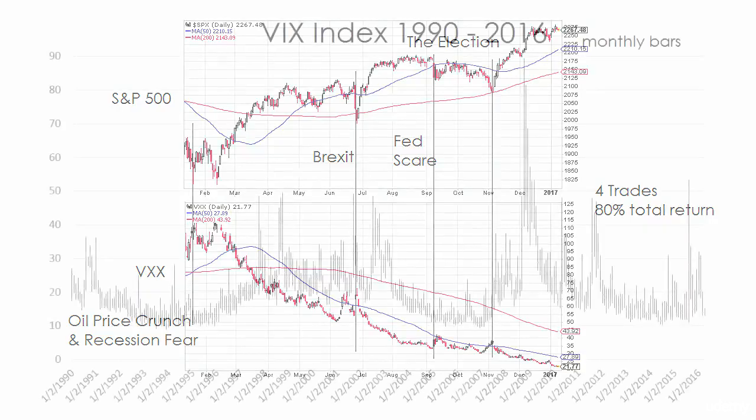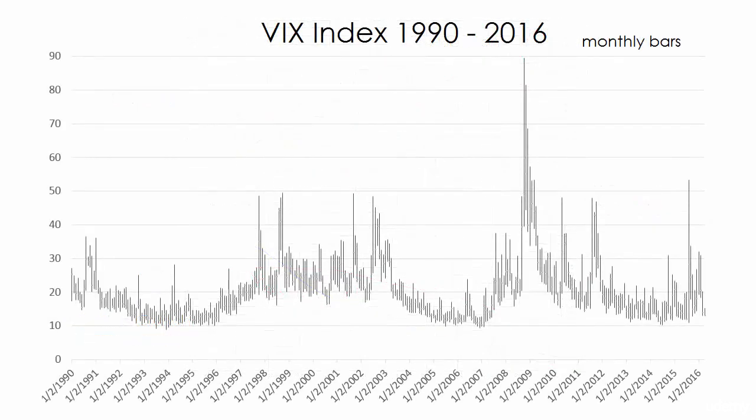year. Here's the VIX since 1990, with each bar representing 1 month of time. Before 1990, it wasn't a calculated and measured value.